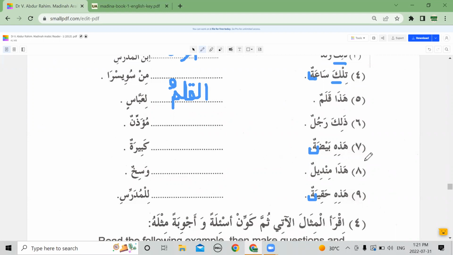بيضة means egg. Okay. This is an egg. Very good. هذه البيضة كبيرة. This egg is big. Very good.